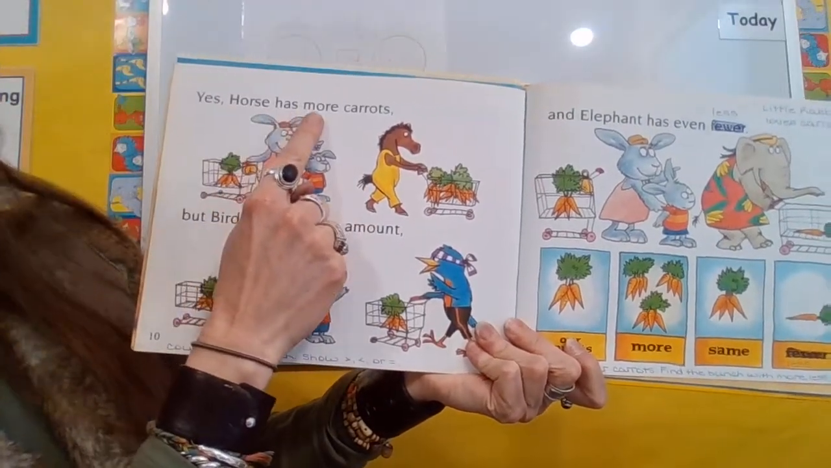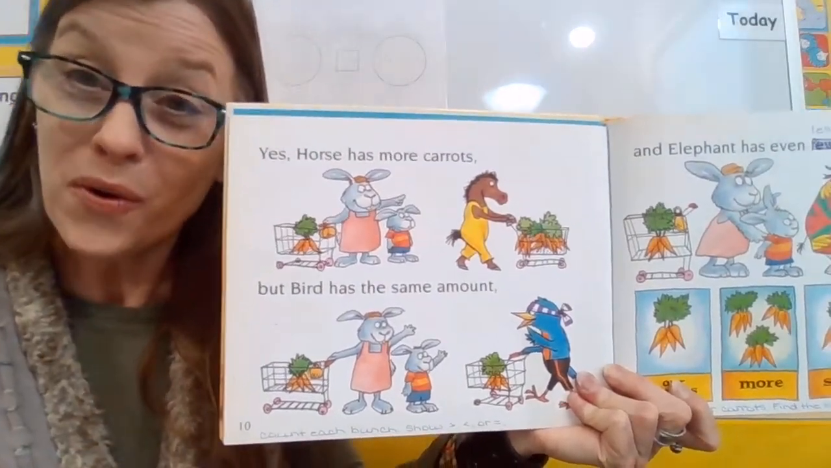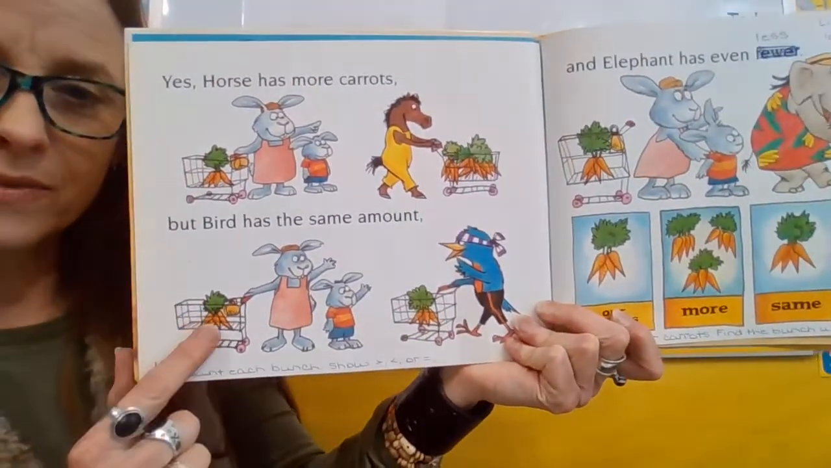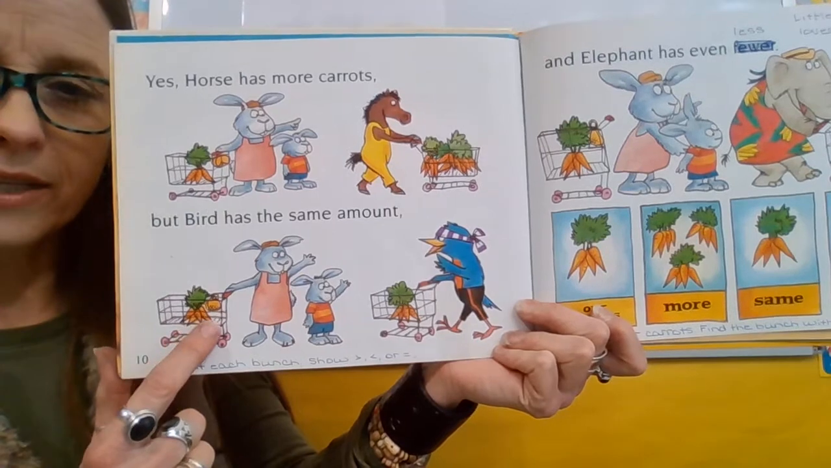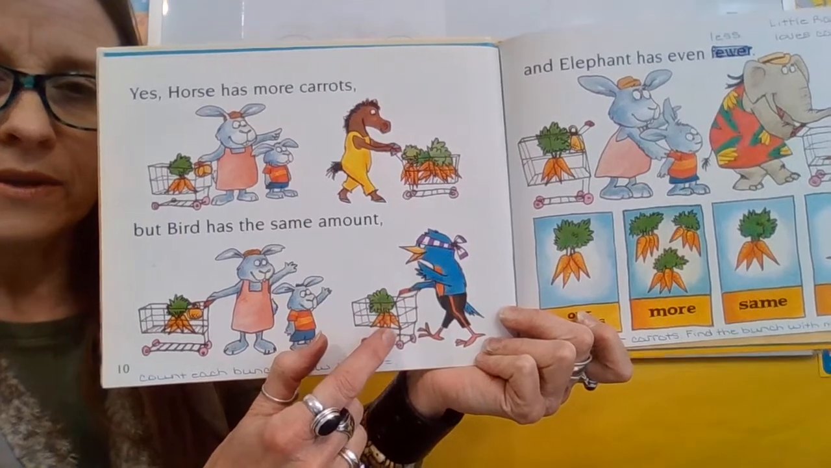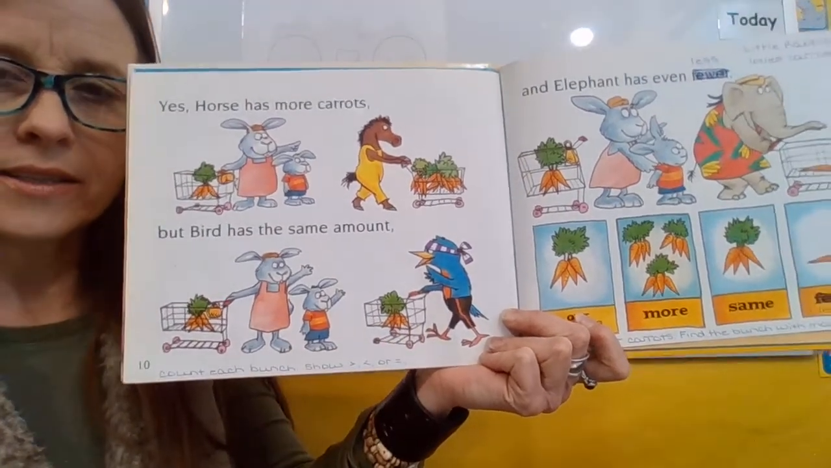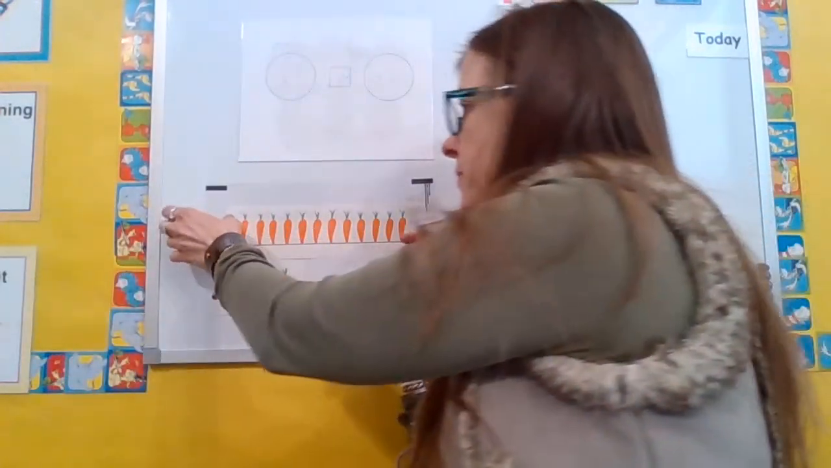Yes, Horse has more carrots. High five, guys. We were right. Horse had more. Way to go. But let's look at this one. Look, Little Rabbit has 1, 2, 3, 4 carrots. Bird has 1, 2, 3, 4 carrots. I wonder, is that less than? Is that greater than, or is that the same? Let's look and see. Here we go.